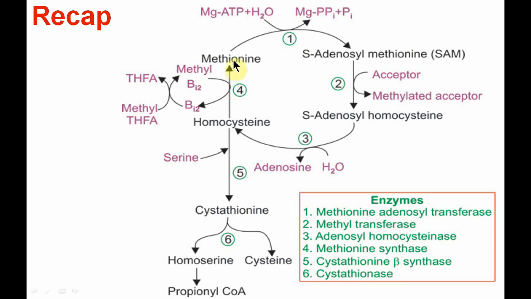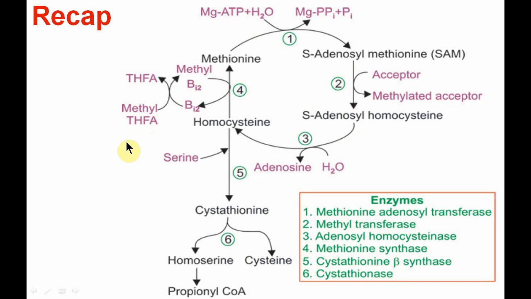So methionine is converted to the active methionine, that is S-adenosyl methionine, which further undergoes transmethylation reactions. Then it gives rise to homocysteine. Homocysteine is further converted to cystathionine. Cystathionine is broken down to form homoserine and cysteine. Homocysteine is again converted back to methionine with the help of vitamin B12 and tetrahydrofolic acid.